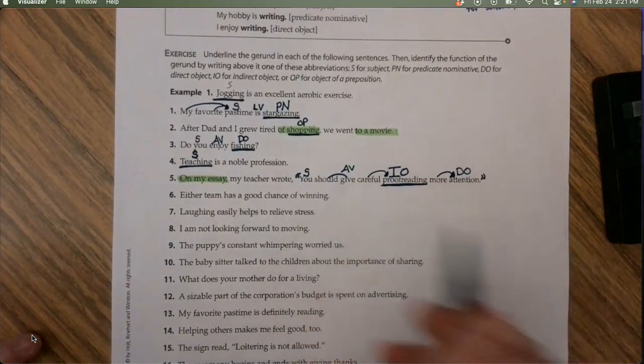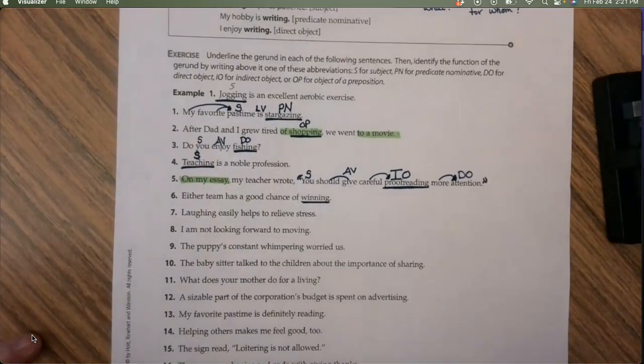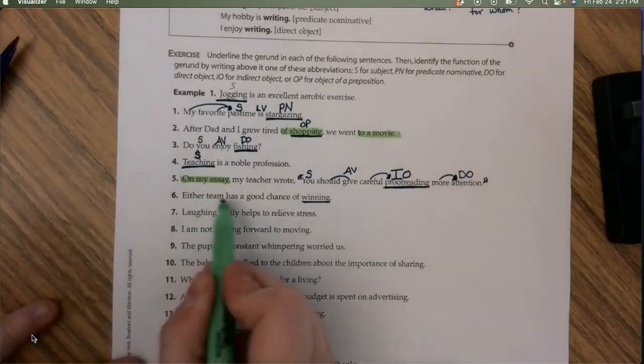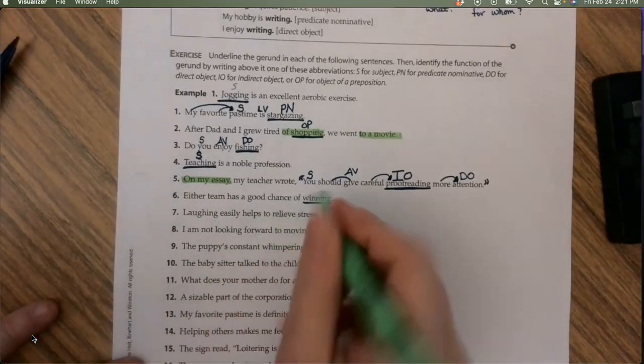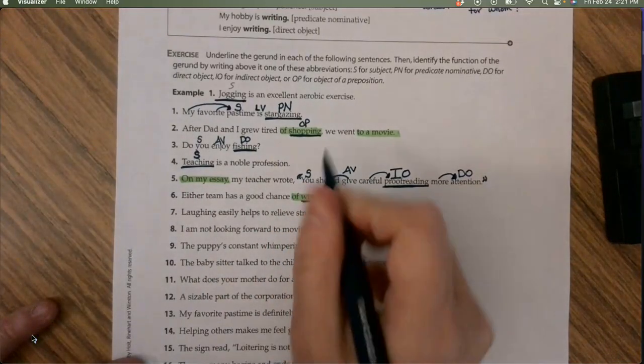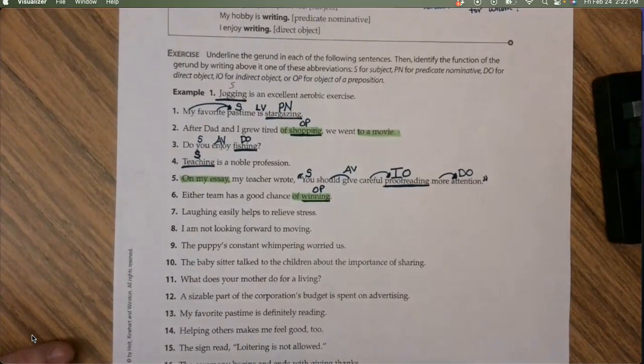The verb in the sentence is winning with an ing. So now I'm going to go look for my job. I'm going to look for any prepositions. And I see of. Of what? Of winning. And since my gerund is part of that, it's got to be doing the job of the object of the preposition.